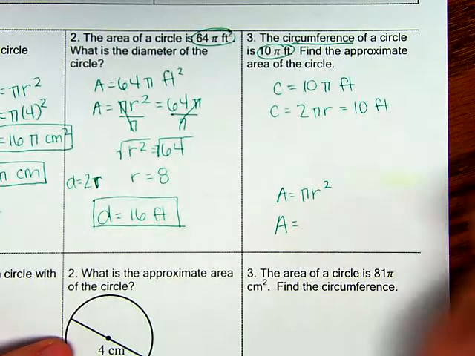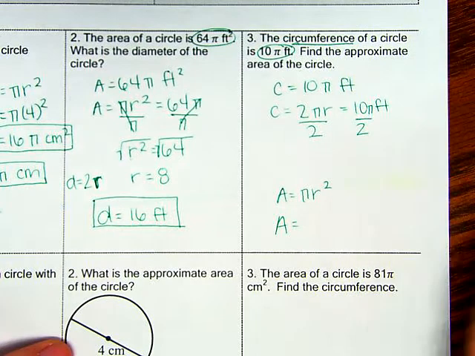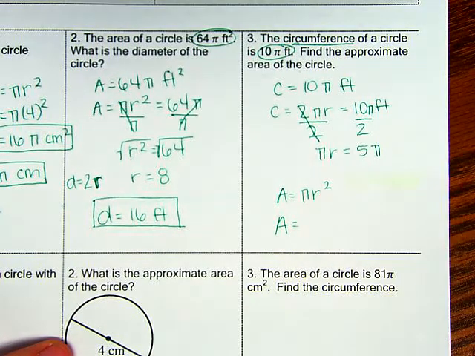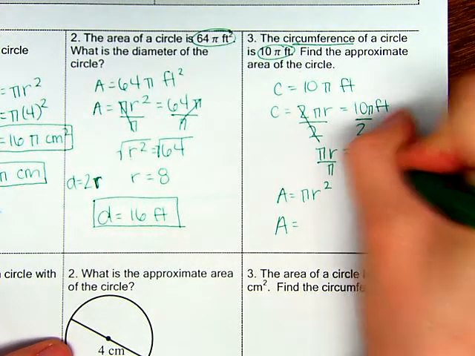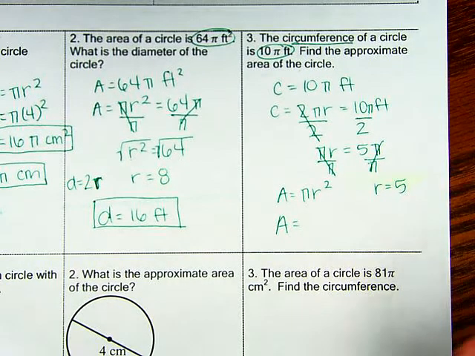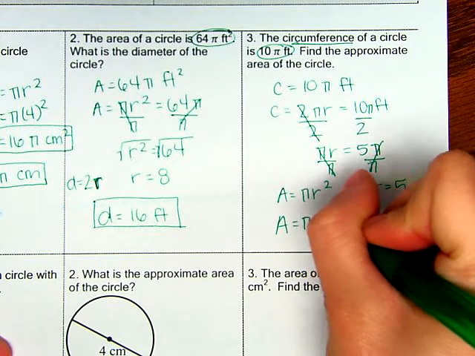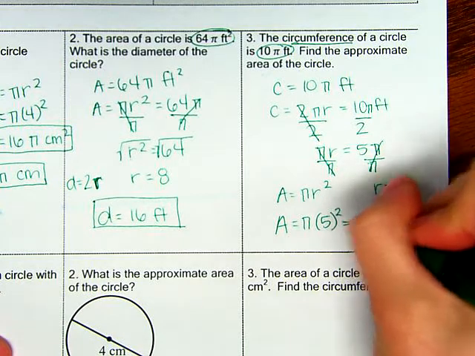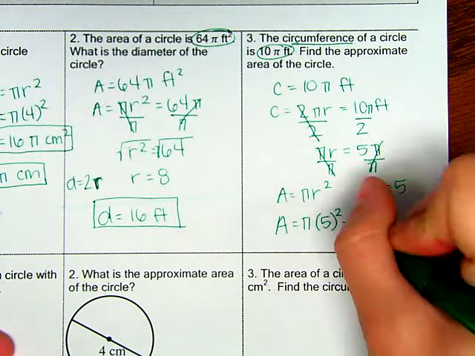Now I need to solve for r. So I'm going to divide by 2. This is 2 pi r, or 10 pi. And I get pi r equals 5 pi. 10 divided by 2 is 5. Divide both sides by pi, and I'm left with r equals 5. Well, now I can solve for the area. So if I plug in 5 for r, and I square it, I get 5 squared is 25 times pi, and this is feet squared.